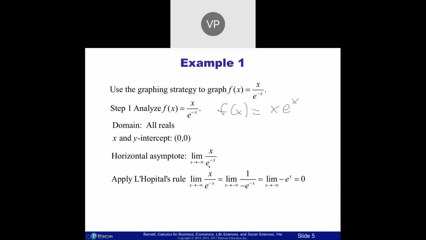So we take the derivative of each. You get a 1, you get a negative e to the negative x. And now when you plug in negative infinity, you're going to see this becomes a big number. The negative and the negative cancel off. So you get negative e to the infinity, which is negative infinity. And that's on the bottom, which means our fraction's going to 0. Okay? So that's what we end up having here in this particular case.